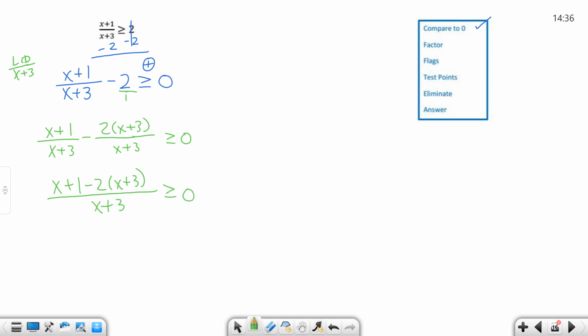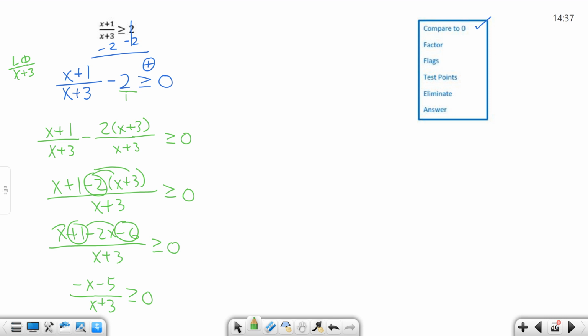The reason I don't skip this step is that a lot of y'all will say it's minus 2x plus 6. That's not right. The negative is with the 2, and that's going to be a minus 6. So I take this negative 2 and distribute it, and I get (x + 1 - 2x - 6)/(x + 3), still greater than or equal to 0. Then I combine my x's and my 1 and negative 6. So x minus 2x is negative x, and 1 minus 6 is negative 5, over x + 3, greater than or equal to 0.